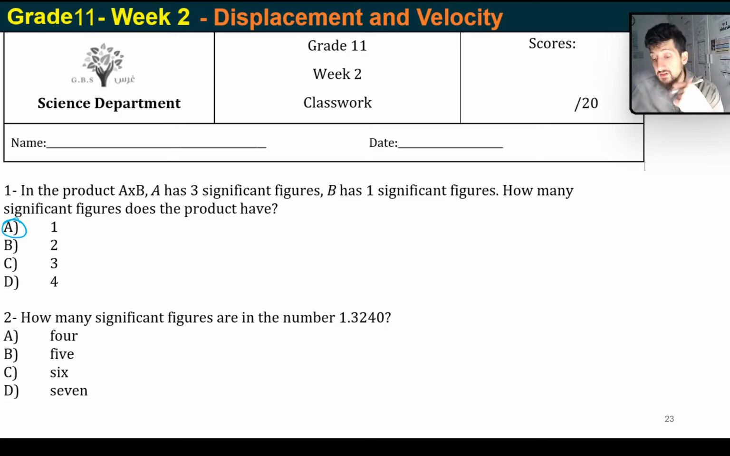How many significant figures are in the number 1.3240? Well, you might be tempted to say there's 4, but no, the 0 is actually quite significant as well, because it comes after the decimal. So in this case, it's going to be 5. Okay, let's move on.